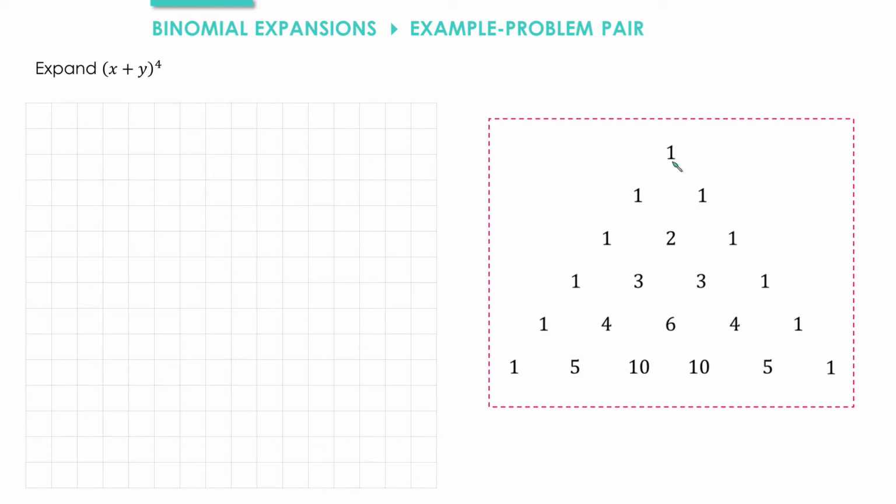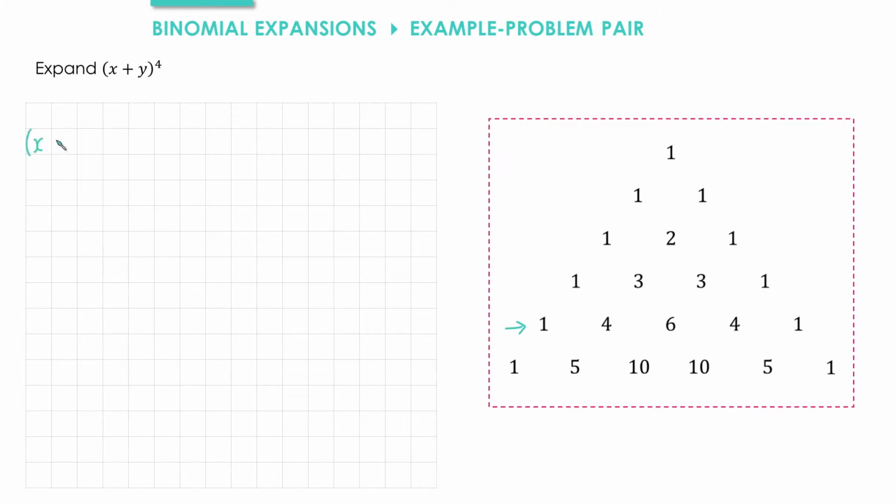Starting from 0, we've got 0, 1, 2, 3, 4. A way to make sure you avoid mistakes here is that there is always one more term in the row that you're looking for than the power. So if the power is 4, you should have 5 terms in the row from Pascal's triangle. 1, 2, 3, 4, 5. So let's get started with the expansion then.